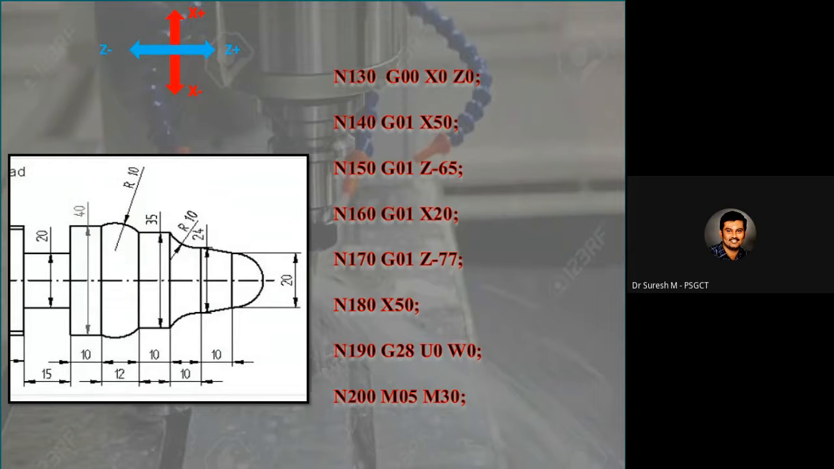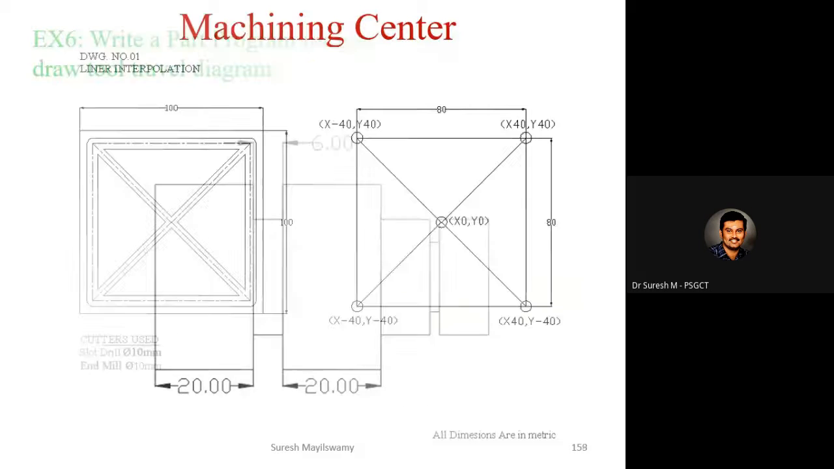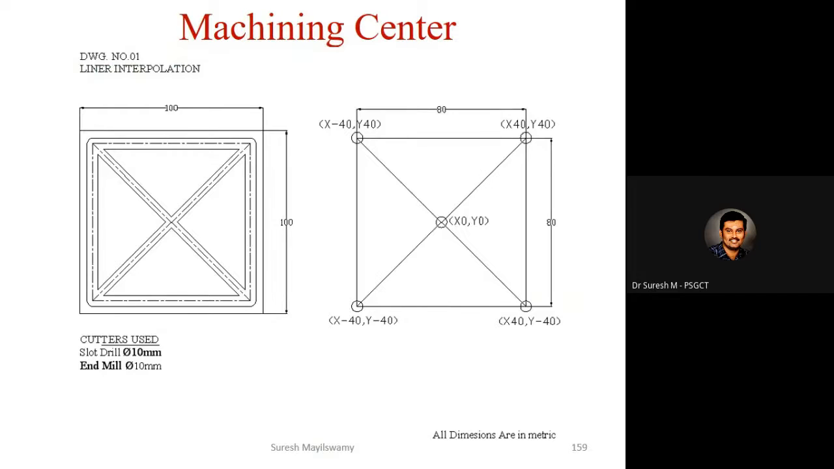Without cycles, here I used 20 lines or 20 blocks to write a CNC part program for this geometry. In the same way, if 2 or 3 operations are involved, we will write this in 200 or 300 lines, considering the depth of cut.